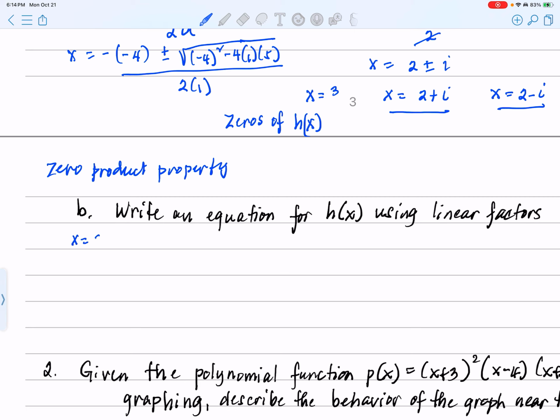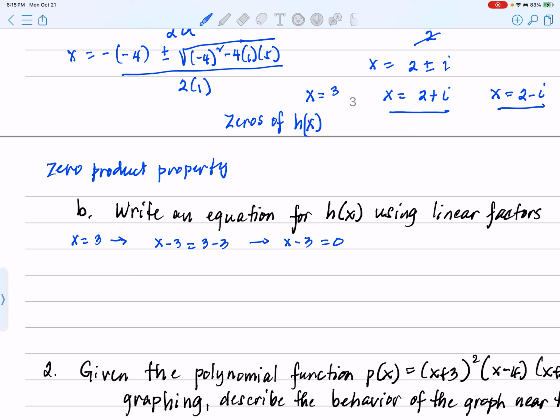what we're gonna do, x equals 3, I subtract 3 from both sides. So I have x minus 3 equals 3 minus 3, and that would be x minus 3 equals 0.